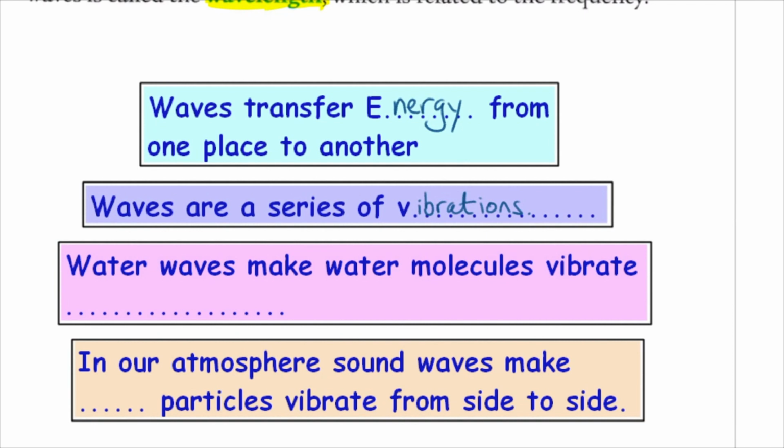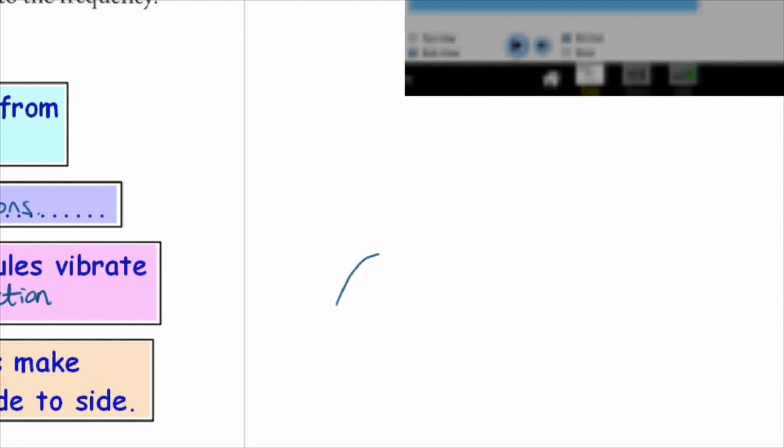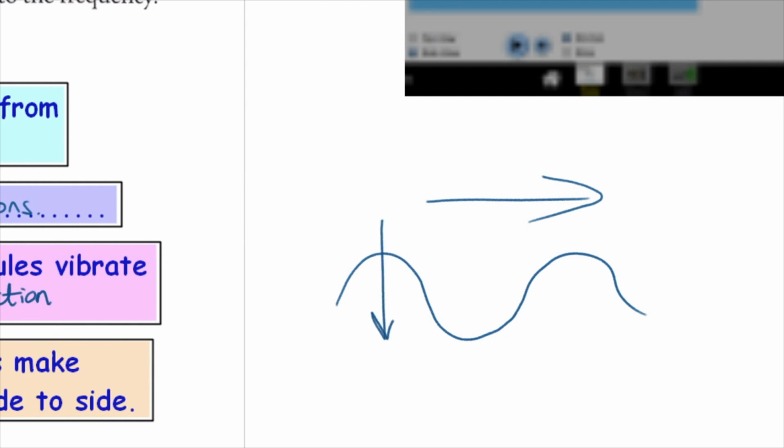So water waves make water molecules vibrate perpendicular. Remember, that means right angles. Perpendicular to the wave direction. Now, again, what I mean by that is, if here are your water waves moving from left to right, the actual particles themselves are vibrating up and down that way.